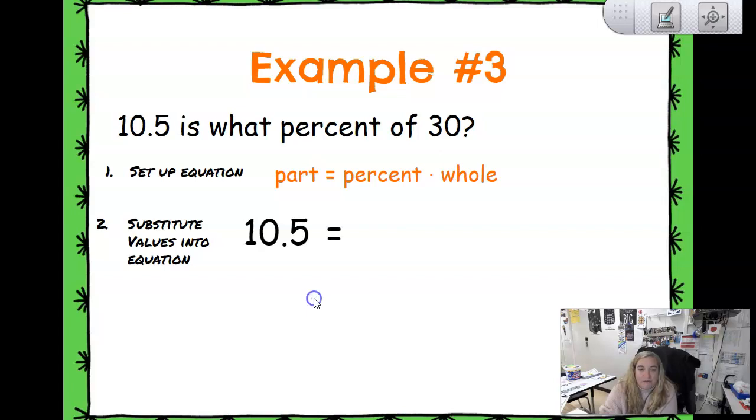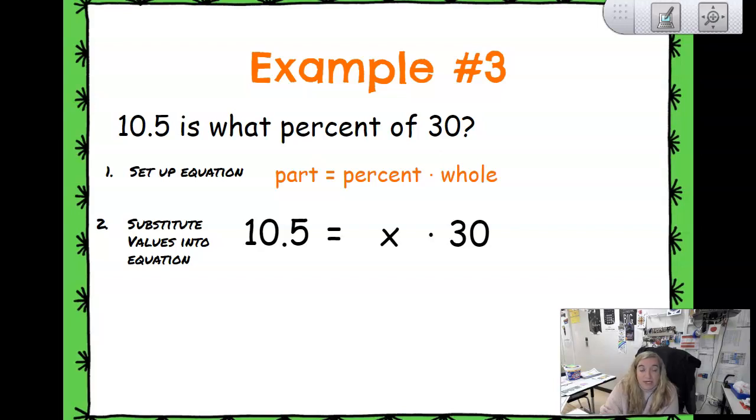So you would want to identify the part, which would be 10.5. The percent we don't know because it says what percent of 30 tells me that that is going to be the whole. So I'm going to do times 30 to represent the whole. Now what's different about this equation is we can't just take the percent and the whole and multiply it together. We have the variable x on the right side of the equal sign. So this is like a one-step equation like you guys learned last year in 6th grade. We have to solve for the variable x.